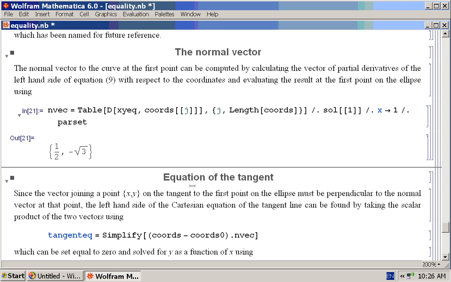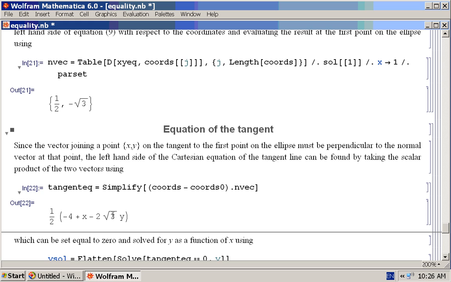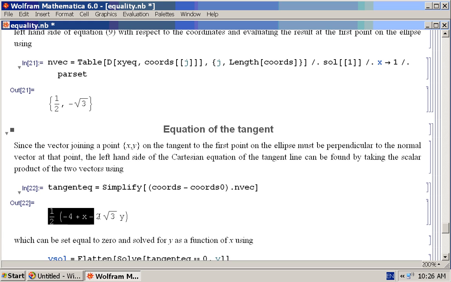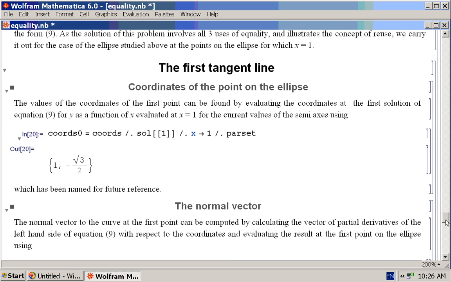And now to calculate the equation of the tangent, we know that the line connecting the coordinates of a point on it to this value or the point we're looking at, if we take the scalar product of that with the normal vector, then that should be 0. So let's do that, and this gives me an expression here, which is the left-hand side of an equation, which can be set equal to 0 and solved for y as a function of x using this.